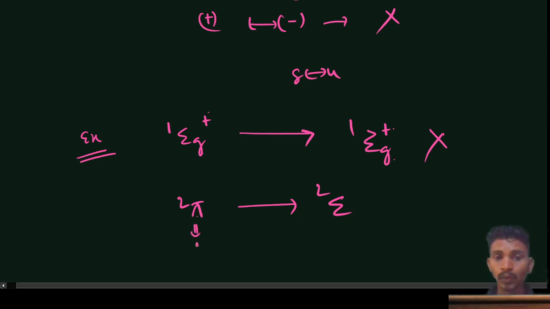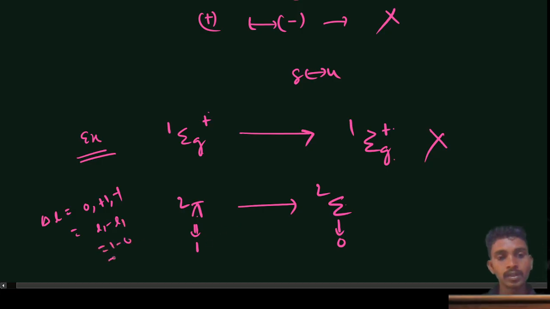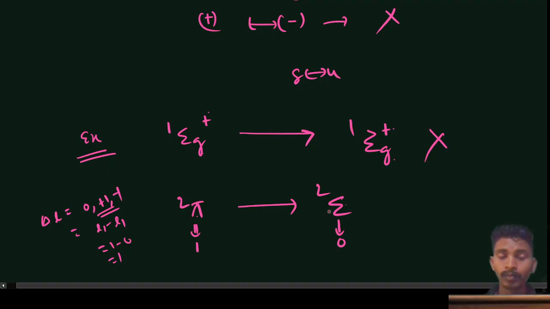5 means that is 1, and this is 0. So delta L should be 0 plus 1 or minus 1. So here anyone will calculate that L1 minus L2, that is 1 minus 0, that is 1. So 1 is there, so this is allowed. So for L value, that is Laporte, it is allowed.